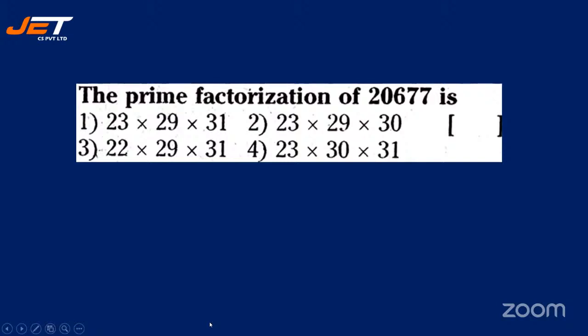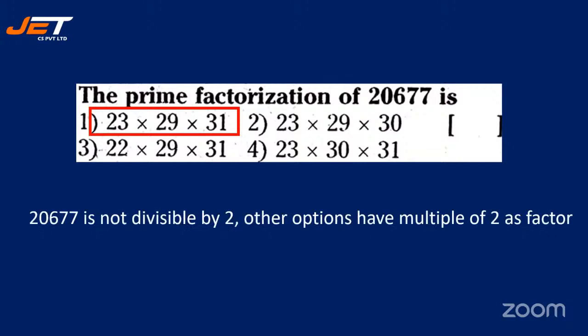You can do this also with elimination. You can just eliminate the options, because you can eliminate the other options, saying other options have multiples of 2 as a factor. 30 is there, 22 is there, 30 is there.